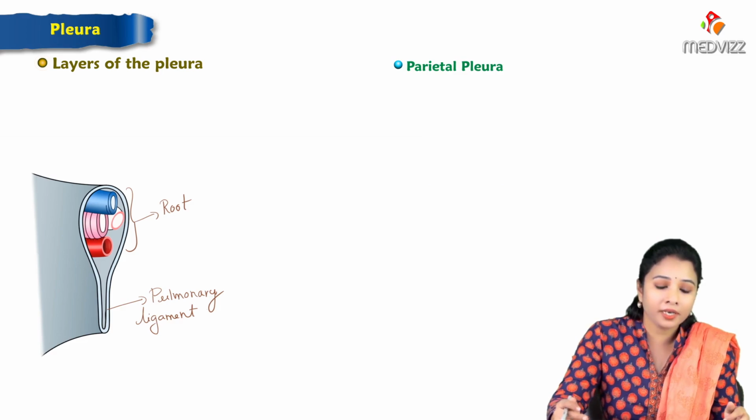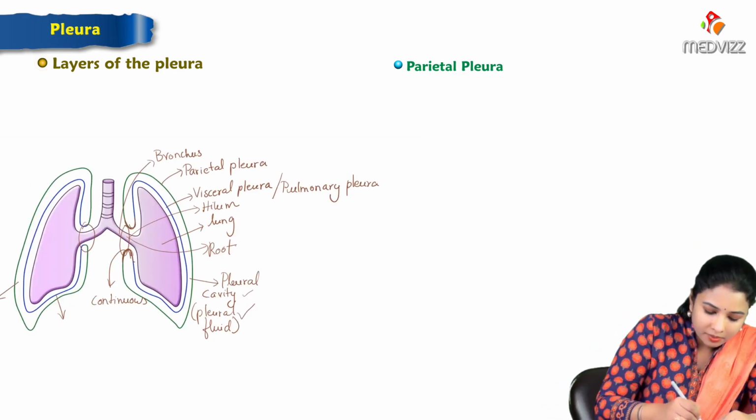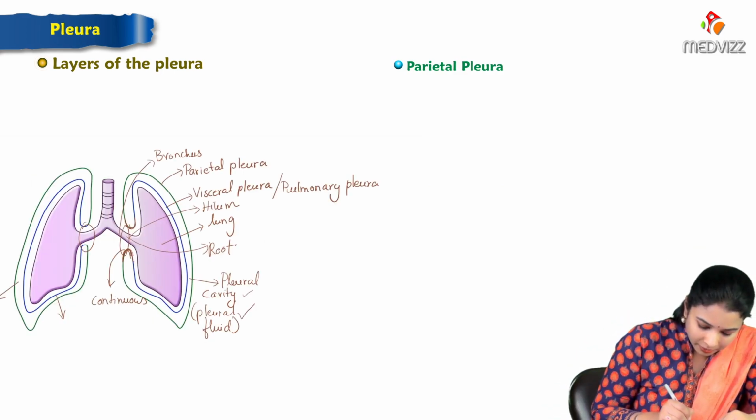Next, about the parietal pleura. So here is the image. The green colored structure is the parietal pleura.